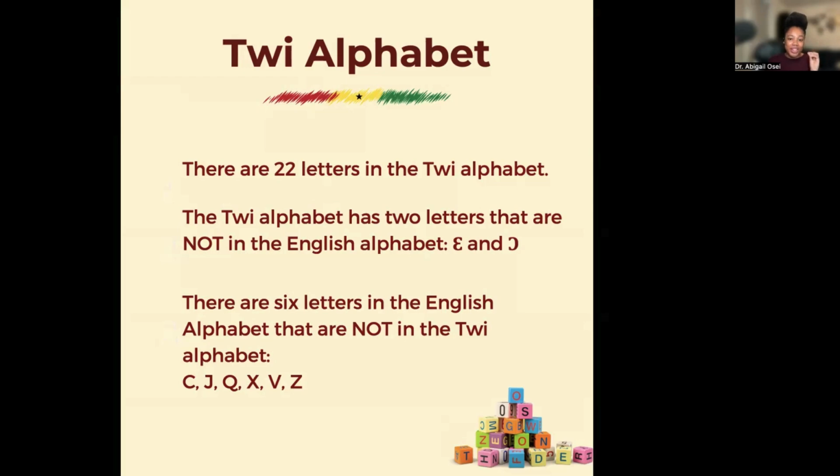There are two letters in the Twi alphabet that are not found in the English alphabet: ɛ, which looks like a backwards number three, and ɔ, which looks like a backwards letter C. You will not see them in English. And there are six letters in English that are not in Twi. We don't have the letter C, J, Q, X, V, or Z.